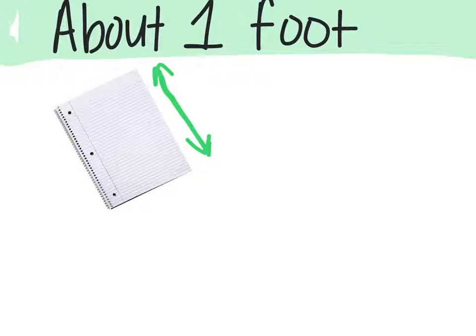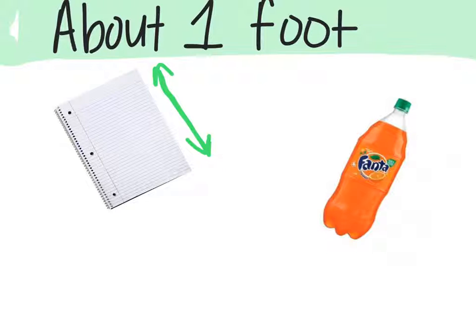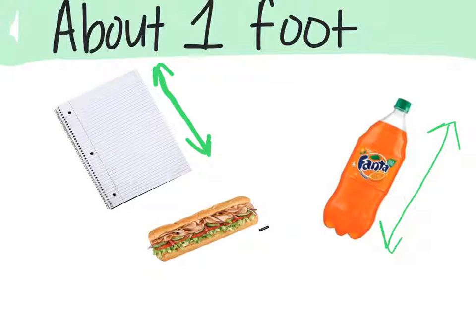If something is about the size of the long end of a piece of notebook paper, it is about 1 foot. Another visual for you is a 2-liter bottle of soda. Again, how tall it is is almost a foot. So if something is about as tall as a 2-liter bottle of soda, it's about a foot tall or long. And lastly, I have here for you one of those Subway foot-long sandwiches. So these are obviously about a foot long, as their name says, and so if something is about that long, we know that it's about 1 foot.